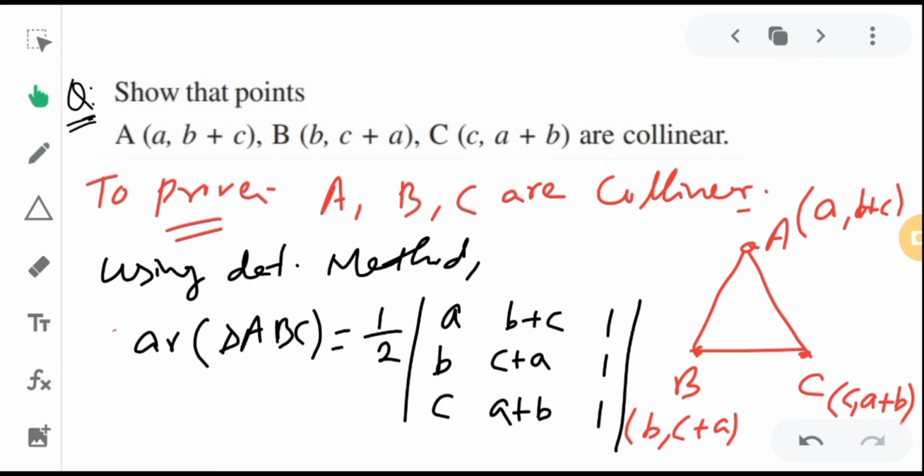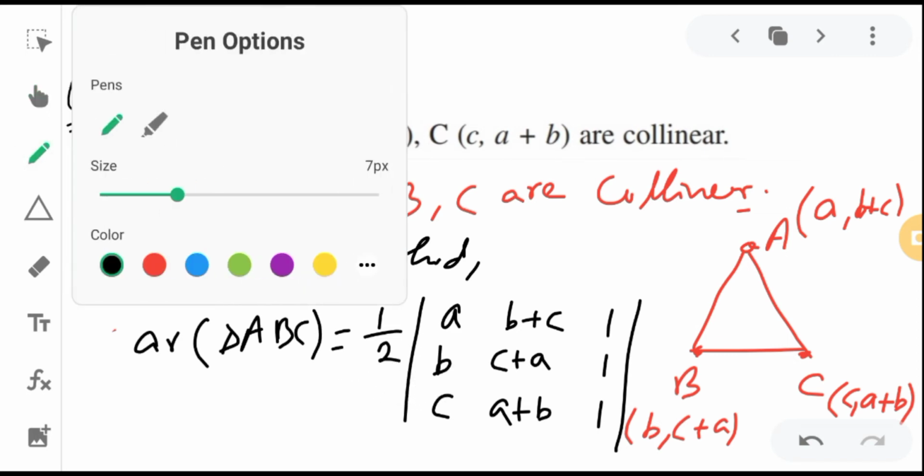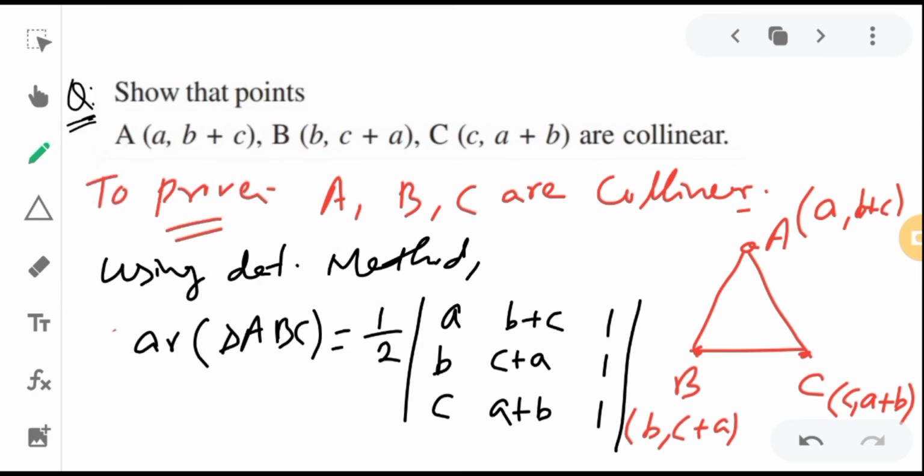Now we have to prove this area is 0. So we'll use the properties of determinant. We know one property of determinant: if two rows or two columns are identical, then the determinant value will be 0. So I will solve this determinant.